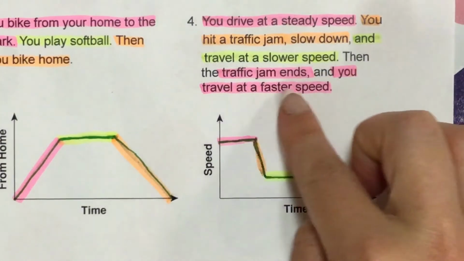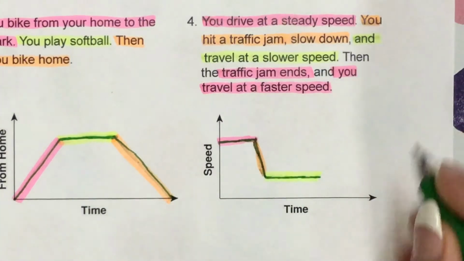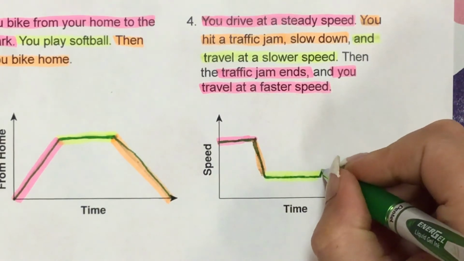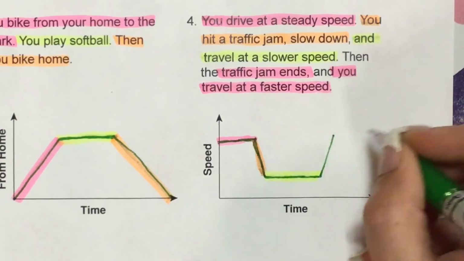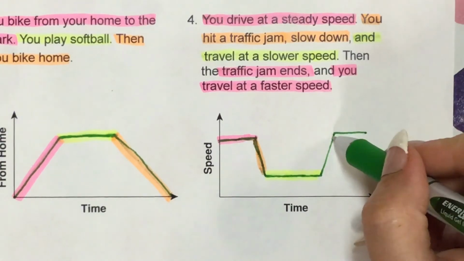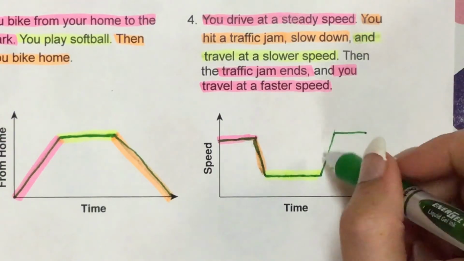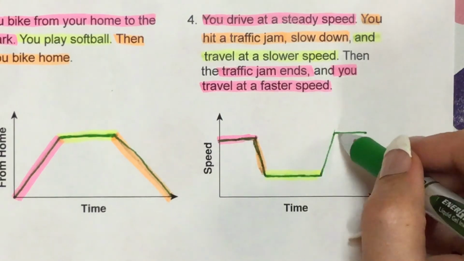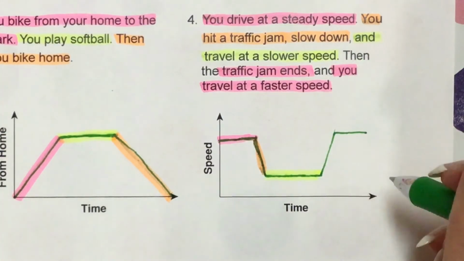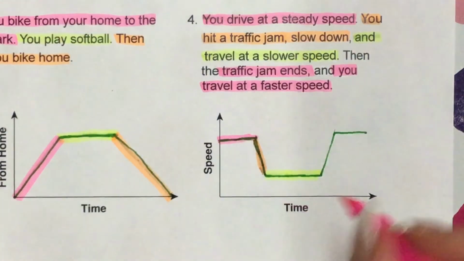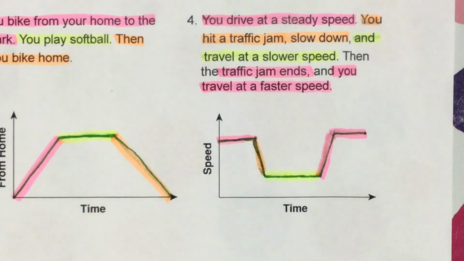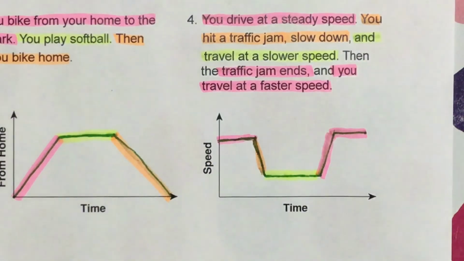Then it states that the traffic jam ends and you travel at a faster speed. So the traffic jam is going to end and we're going to speed up. And then once we speed up, we're going to continue going at that faster speed. But we're not going to continue forever. We're just going to continue up to the speed that we were going before the traffic jam, and then continue on at that faster speed. So that would be the pink portion there. So yes, this would be a model of this situation. So we will see you next time.